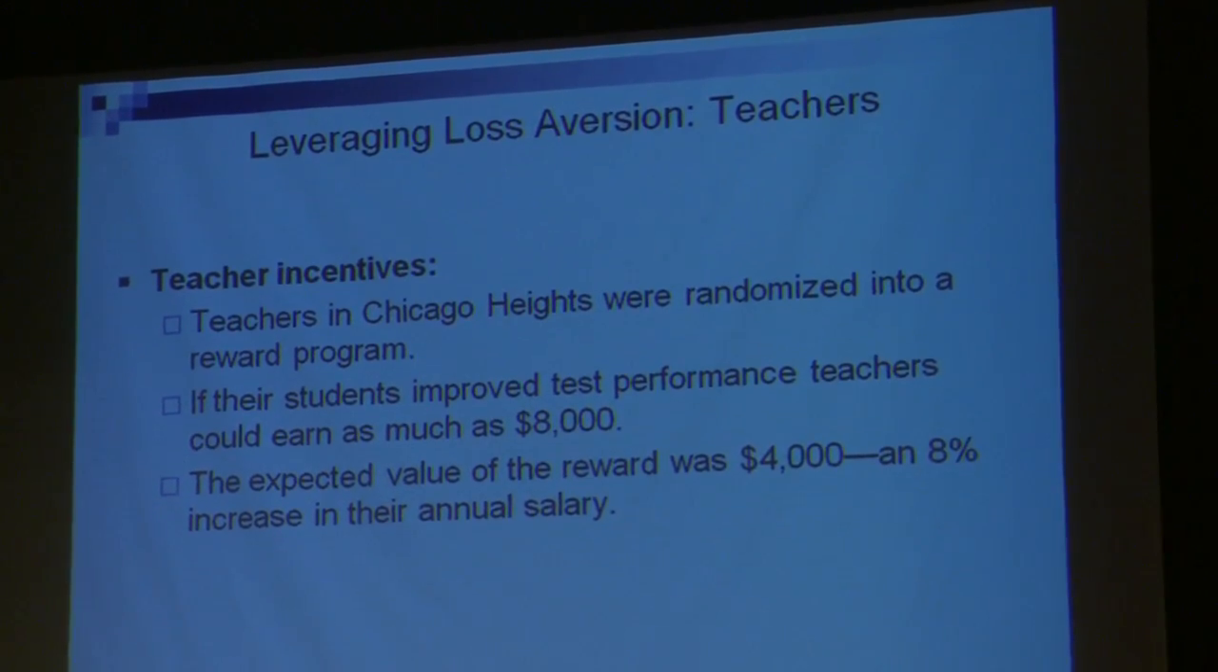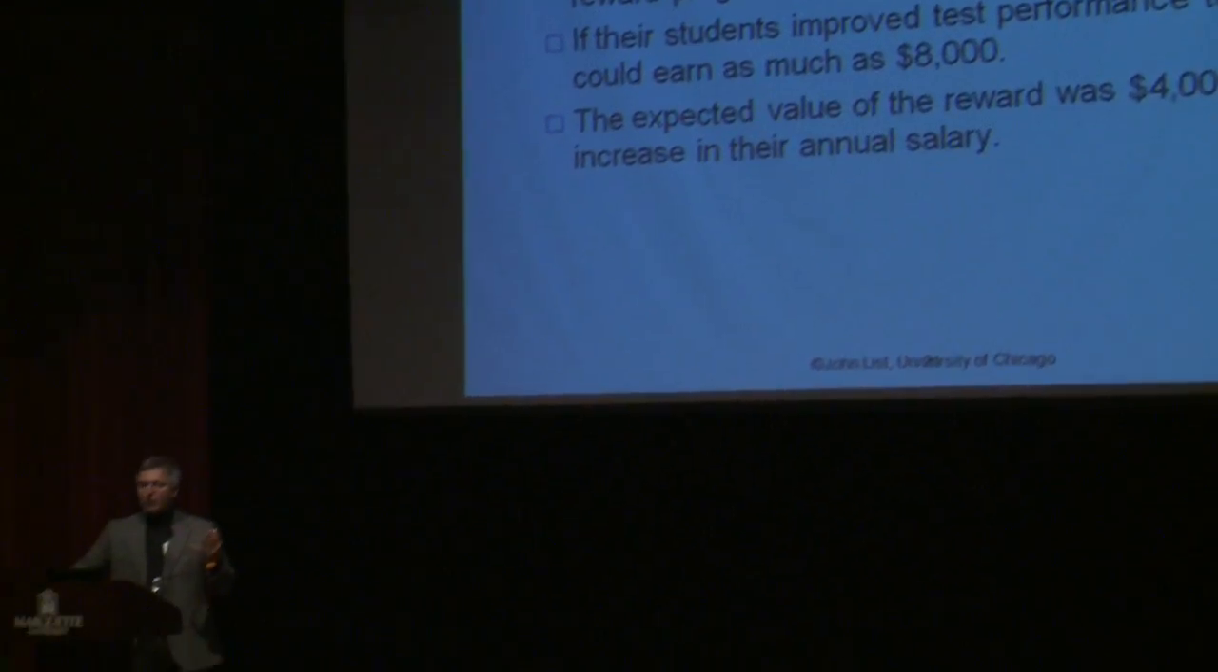So what we're going to do is go into Chicago Heights and randomize teachers into incentive schemes. There are roughly 170 teachers, and these will be results from a 2-year study, randomizing these teachers into various incentive schemes. If their students achieve, they could earn as much as $8,000, and on average, they will earn about $4,000, which is about 8% of their annual salary. So that's the scope we're talking about here. When we come in there, teachers know that they're taking part in an experiment. That's why I'm calling this a framed field experiment.